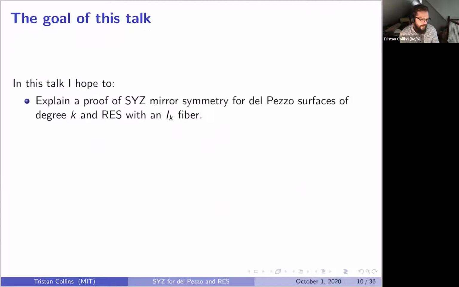Okay, so what do I want to do? I want to take the more classical SYZ point of view. Being a differential geometer, this is the kind of thing that appeals to me. So I want to explain a proof of SYZ mirror symmetry for del Pezzo surfaces of degree K and rational elliptic surfaces with an IK fiber. And I want to compare what we find with the other approaches, most notably the Gross-Hacking-Keel work.